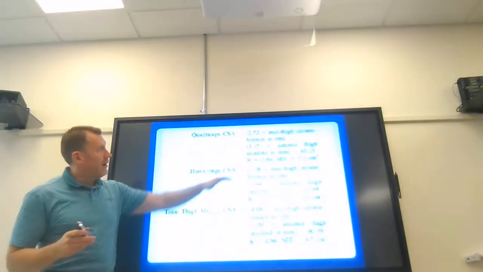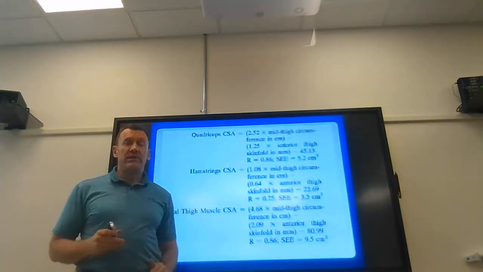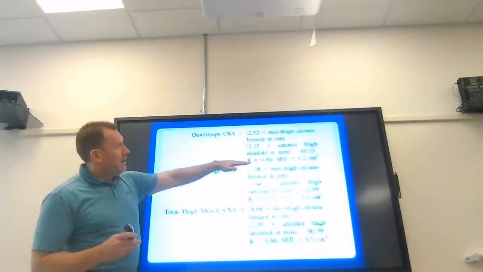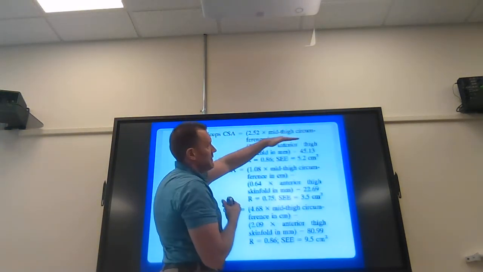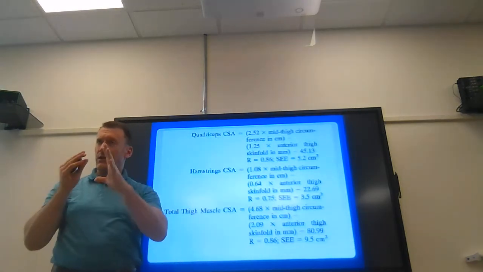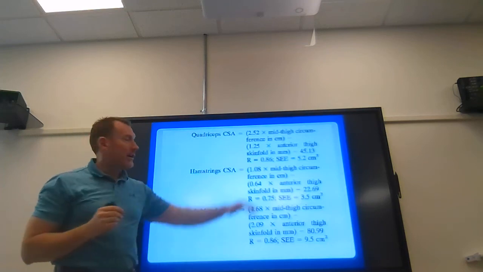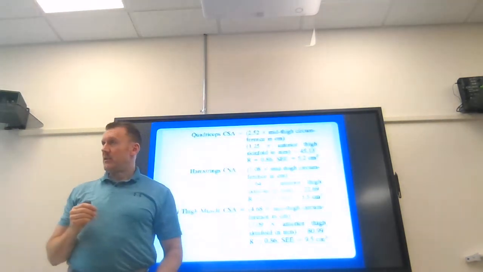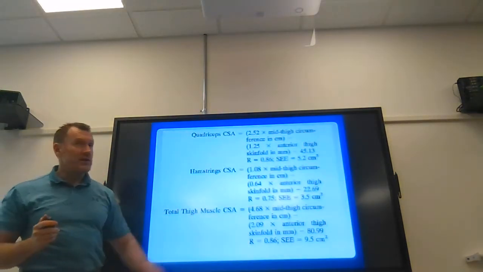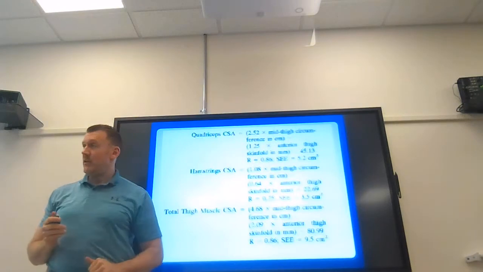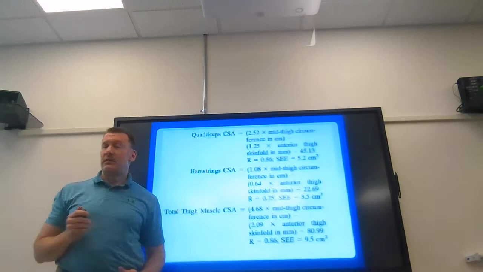You notice the R values here? Those are pretty high R values. This would be the multiple correlation coefficient. So the R between collectively the mid-thigh circumference and anterior thigh skin fold, collectively those two variables, is related to quadriceps cross-sectional area at 0.86. That's a pretty strong relationship. And then the hamstrings equation was 0.75, and your total thigh cross-sectional area was 0.86.